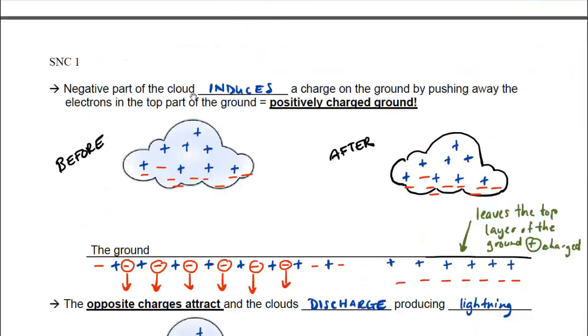The negative part of the cloud then is going to induce, that means force, a charge on the ground by pushing away the electrons in the top part of the ground.